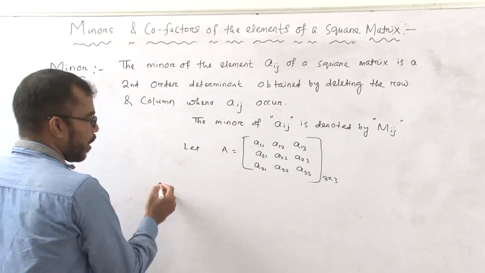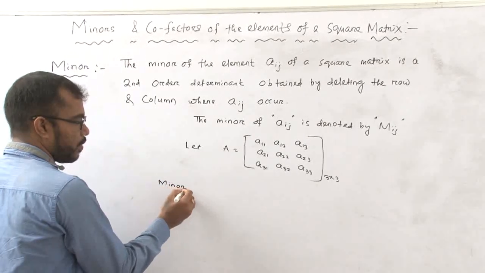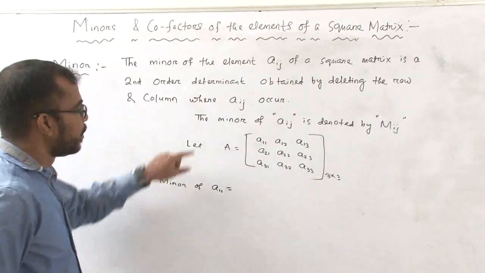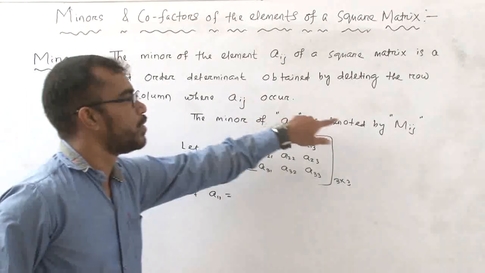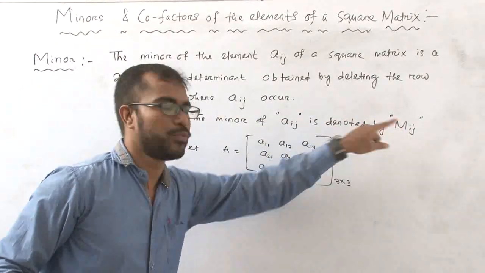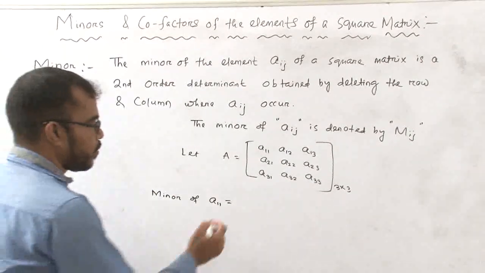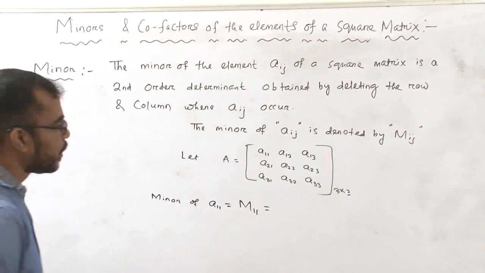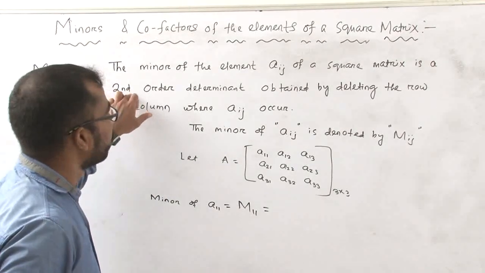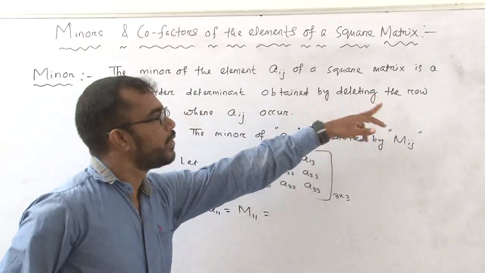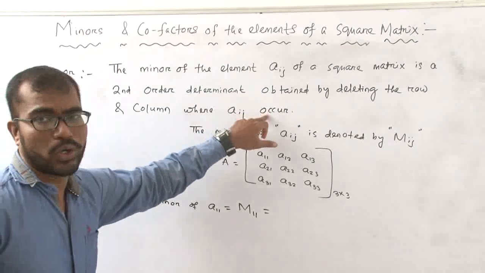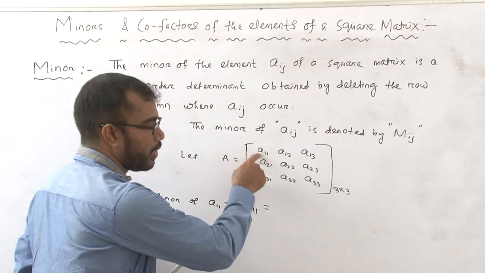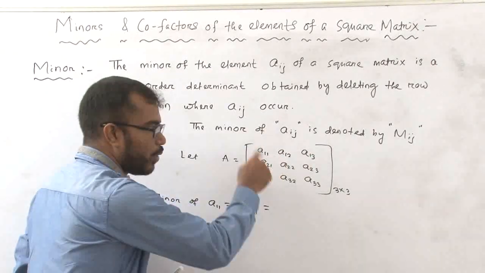That means minor of the first element A11. Here the minor of any element is denoted by M. So minor of A11 is equal to M11. So what is the value of M11? In the definition, by deleting the row and column where Aij occurs, that means minor of A11 means the row and column containing A11, we delete this.